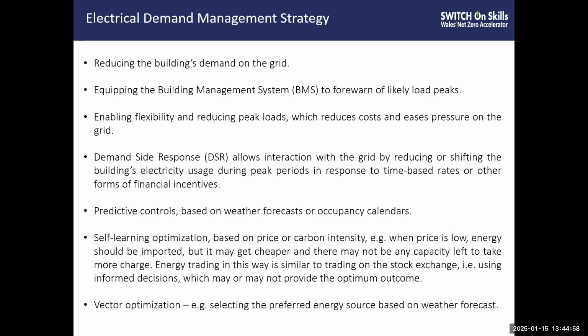And other things like predictive controls and self-learning optimization. This can be based on price or carbon intensity, and also weather forecasting as well can help to decide on what we're doing with our energy at that specific time. Okay. So yeah, really important aspect of active buildings.